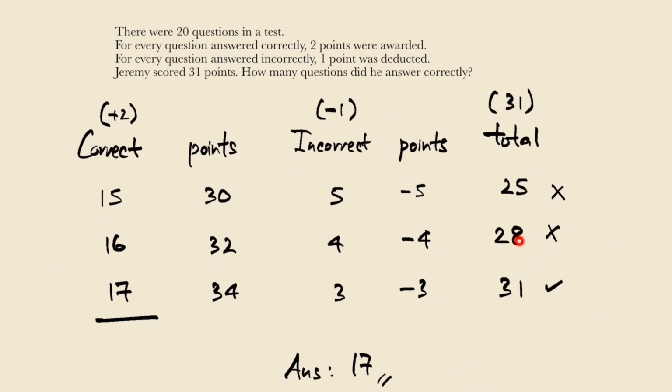That's an increase of 3. So let's do it again. An increase of 3 gets us the total of 31. So I'm going to therefore increase by 1, and the number of correct answers is 17.